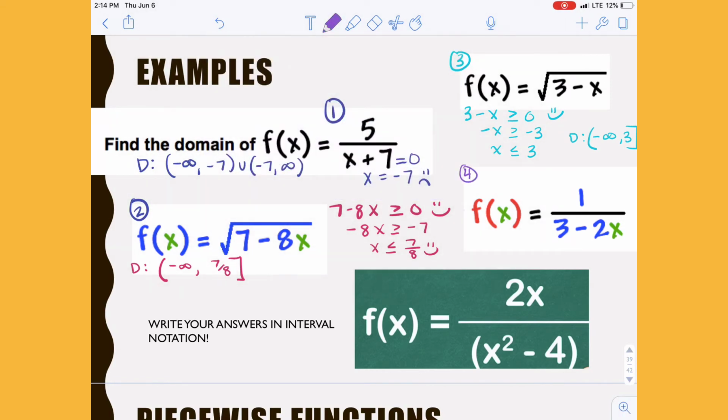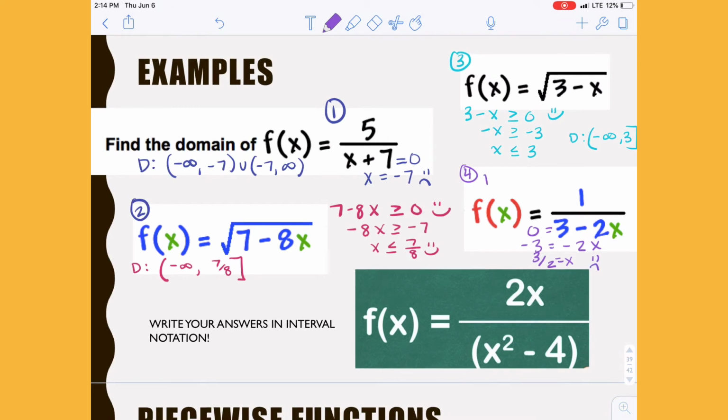Looking at my next problem, I have a fraction, so I'm going to set that denominator equal to 0. That's going to give me 3 halves is equal to x. Remember, this is a bad value, therefore the domain is all real numbers except for 3 halves.